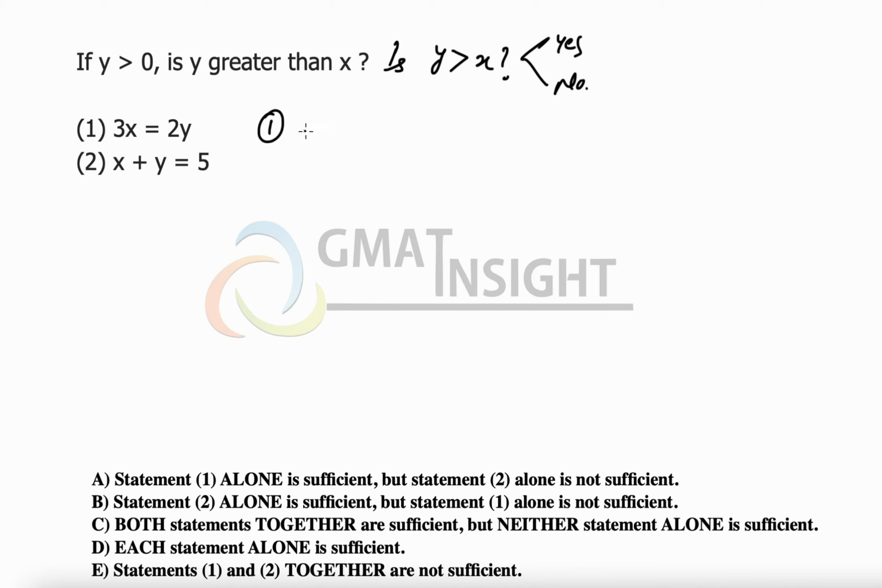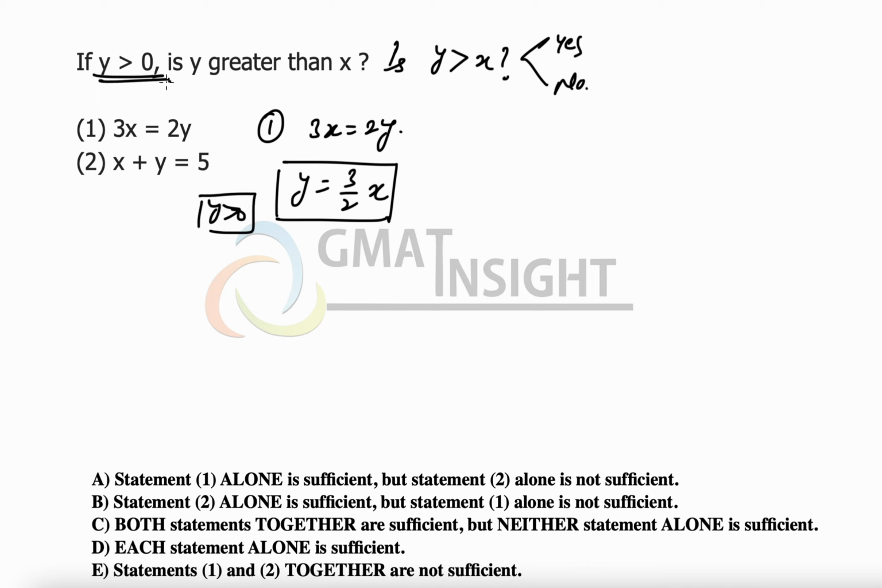Now let's look at the first statement, which says 3x is equal to 2y, which means we can quickly say that y is equal to 3 over 2 of x. Now we have to assimilate two pieces of information. The first is y is greater than 0, that is already given in the question right here, and the second is y is 3 by 2 of x.